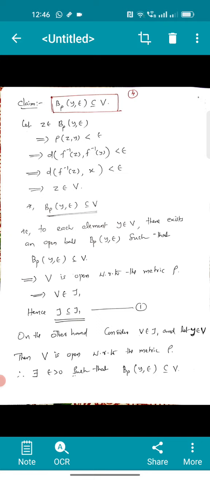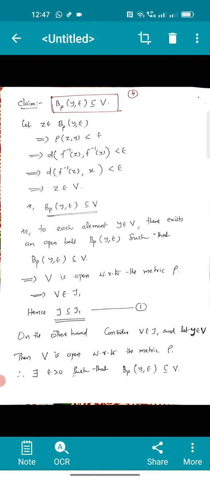So you take an element here, let z be an element of B_rho(y, epsilon). That shows that rho(y, z), or rho(z, y), is less than epsilon, or d(f inverse z, f inverse y) is less than epsilon. We know f inverse y is x, so d(f inverse z, x) is less than epsilon, so z is an element of V. That is, B_rho(y, epsilon) is a subset of V.